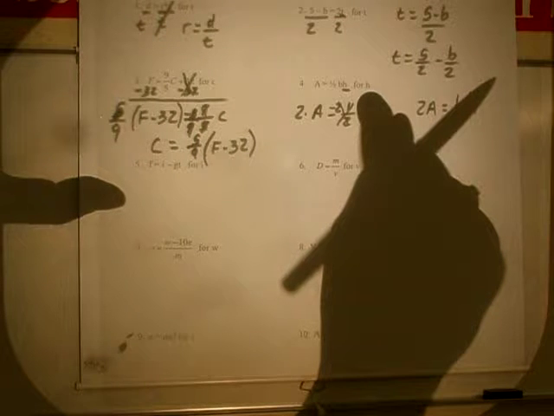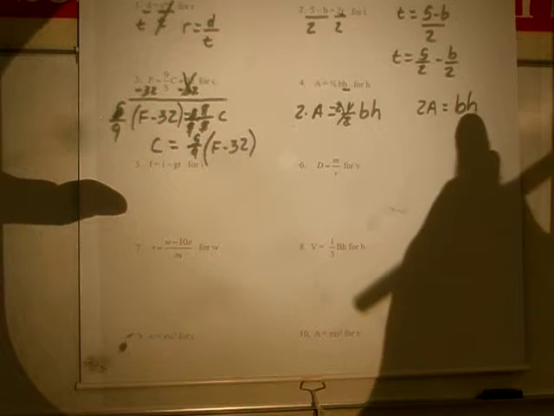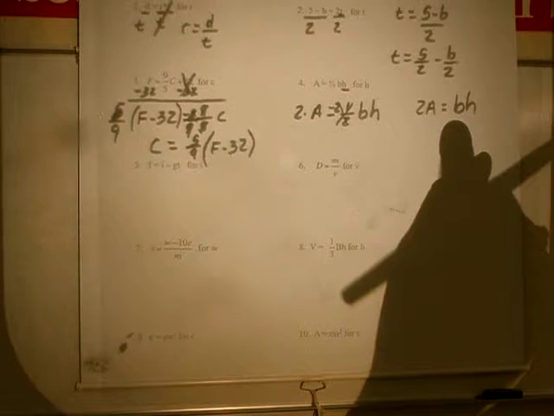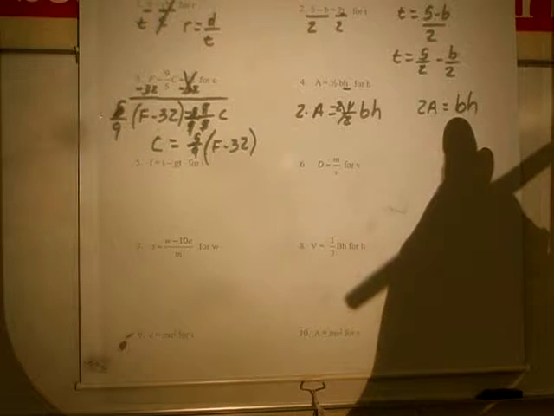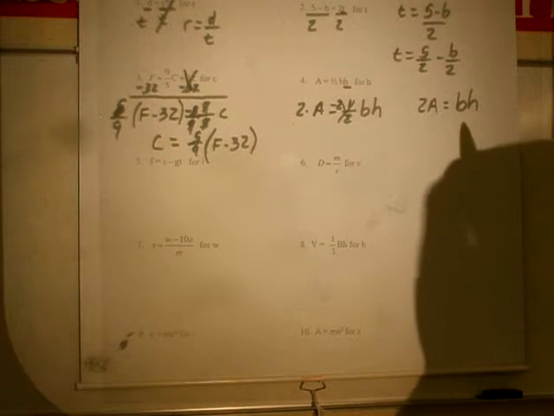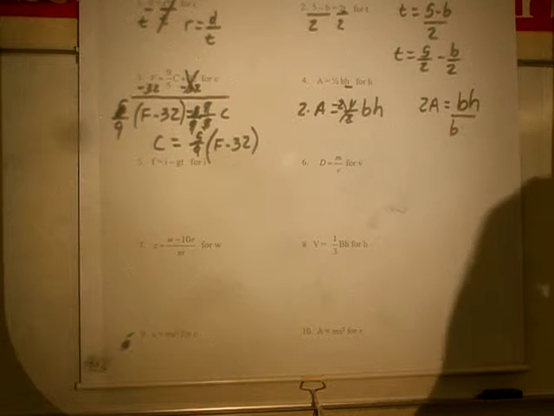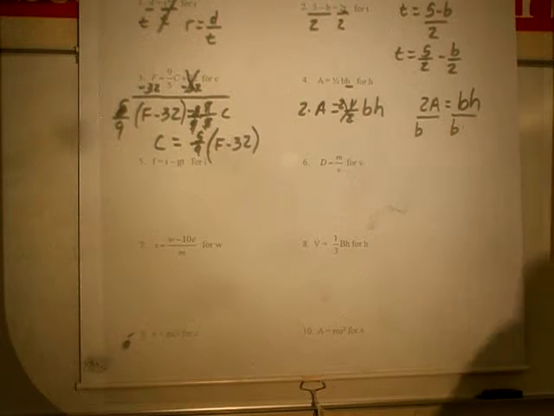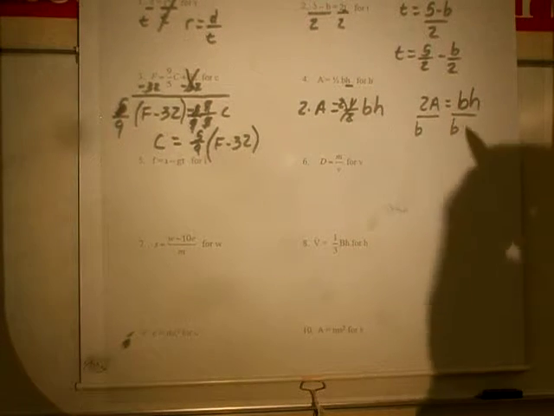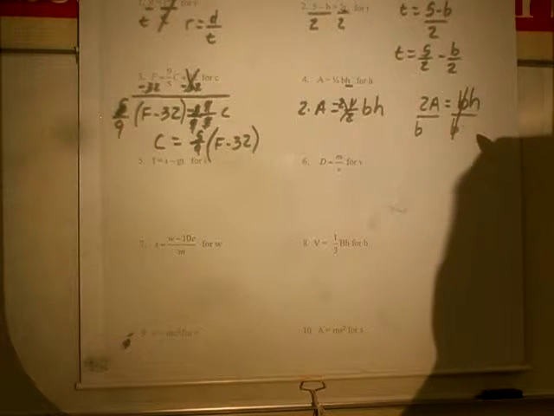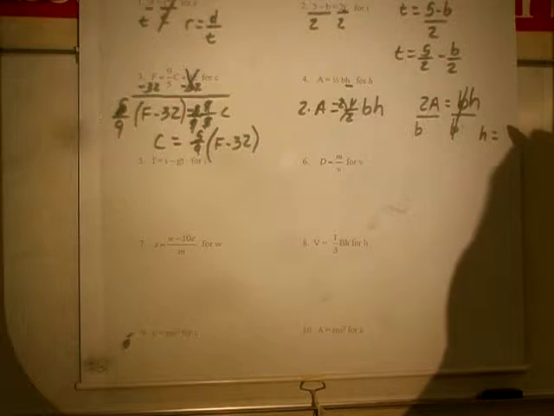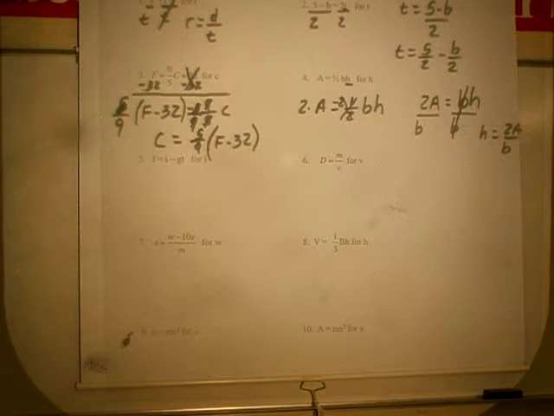Our goal is to solve for that h, to get the h all by itself. So we need to get rid of this b over here. That is b times h, so we are going to divide both sides. Your final answer then, h equals 2a over b.